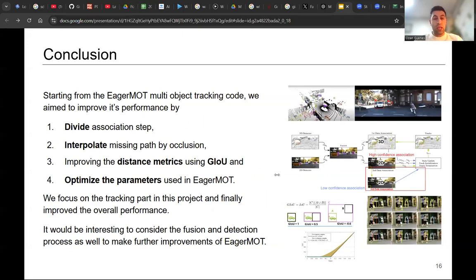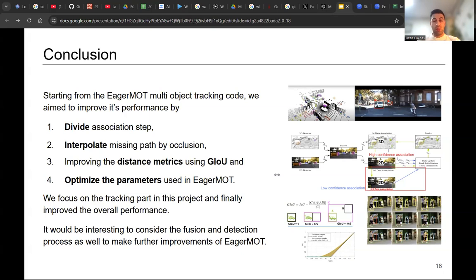Now for the conclusion. Starting from the EagerMOT multi-object tracking system, we replicated it on our computers using both the KITTI and the nuScenes dataset and visualized the tracking. We then aimed to improve its performance using various steps. We divided the association step and added a third data association step. We added an additional step to interpolate missing paths generated through occlusion.